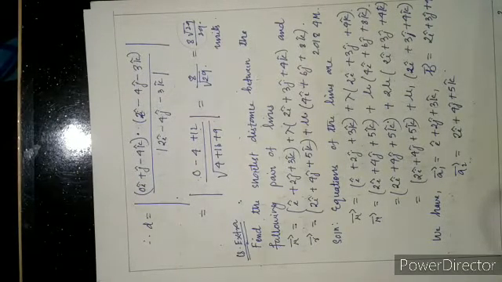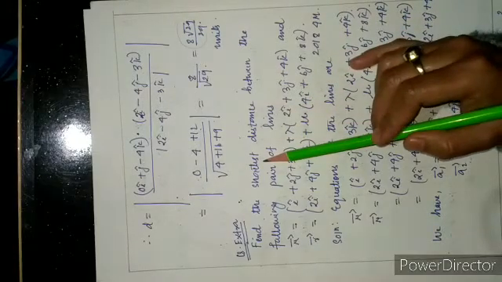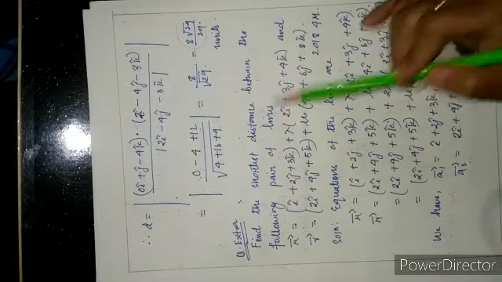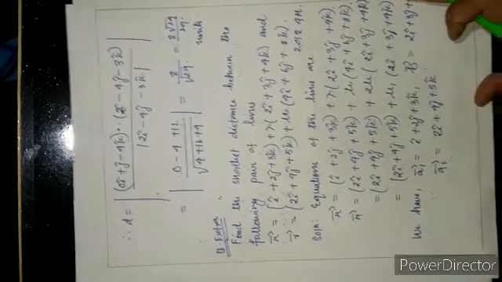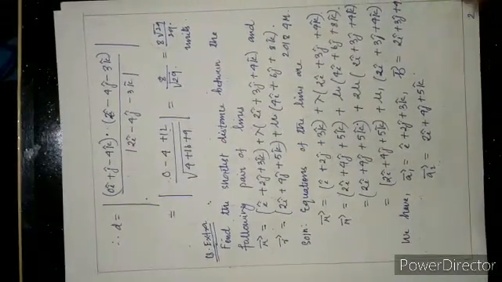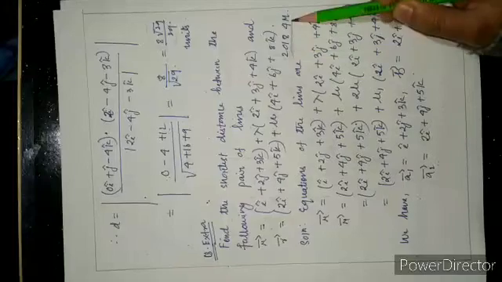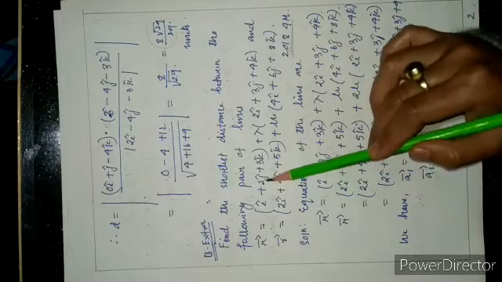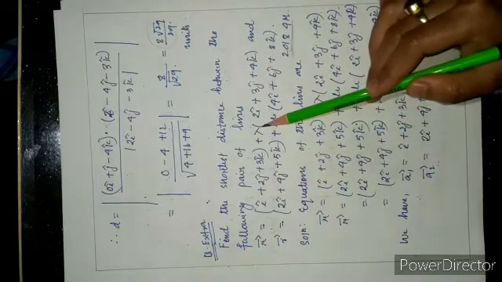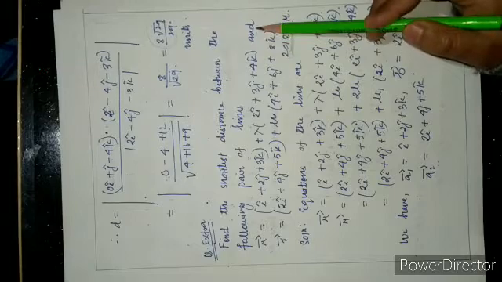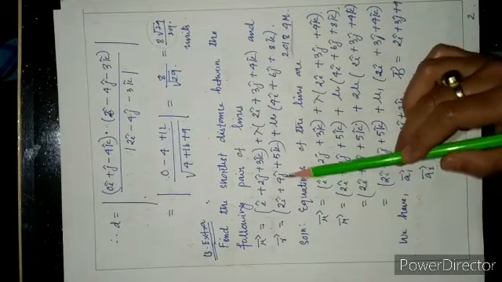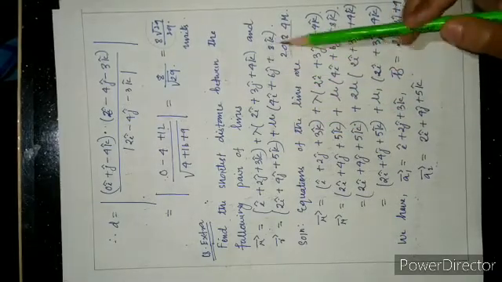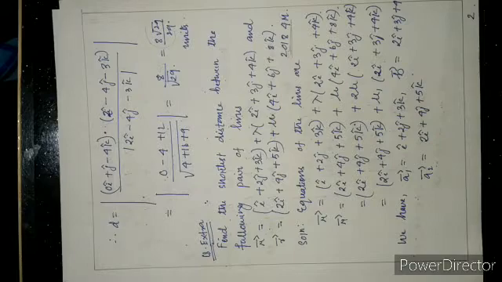Next question, extra question. Find the shortest distance between the following pair of lines. This is a 2018 question, a 4 marks question. The equations of the lines are r vector equals i cap plus 2j cap plus 3k plus lambda times 2i cap plus 3j plus 4k, and the equation of the second line is 2i cap plus 4j plus 5k plus mu times 4i cap plus 6j cap plus 8k. These are the equations of the two given lines.